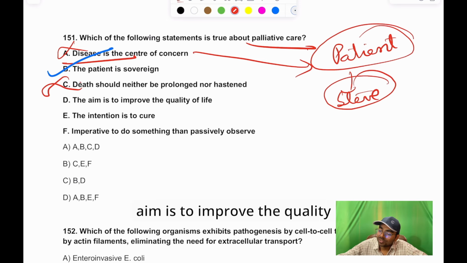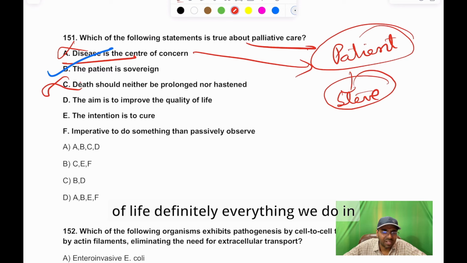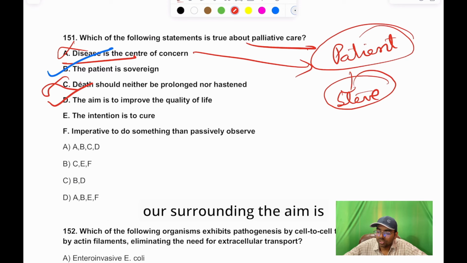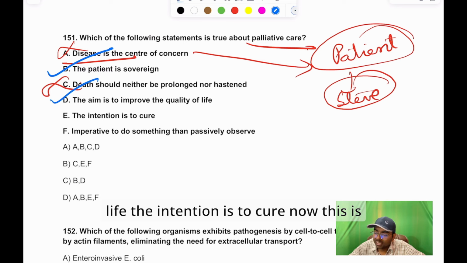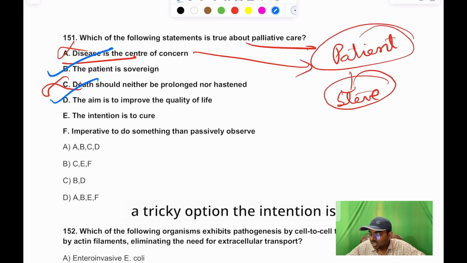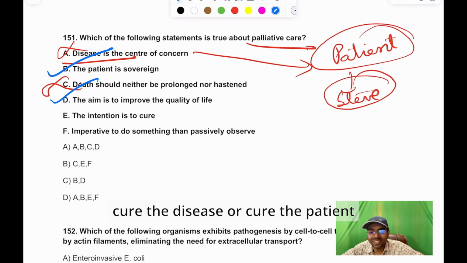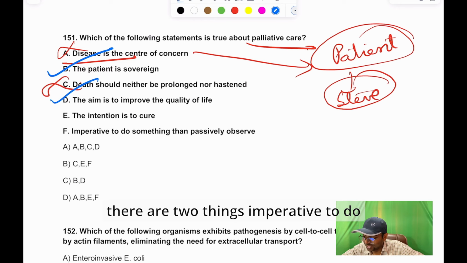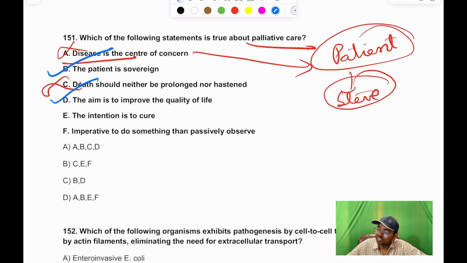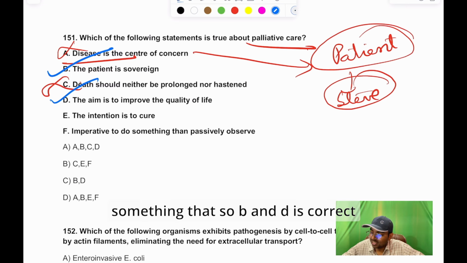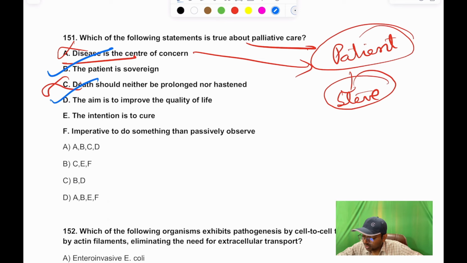The aim is to improve the quality of life. Definitely, everything we do in our surroundings, the aim is to improve the quality of life. The intention is to cure. Now this is a tricky option. The intention is definitely to cure, but cure the disease or cure the patient, there are two things. Imperative to do something, then passively observe. So B and D is correct.